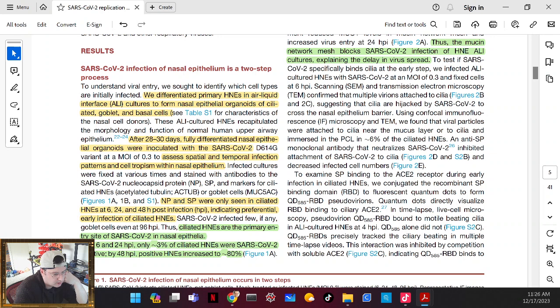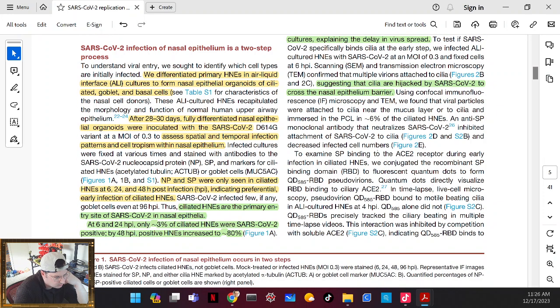Transmission electron microscopy. Those are beautiful. I love those images. So it suggests that cilia are hijacked by COVID to cross the nasal epithelial barrier. They found that the viral particles were attached to cilia near the mucus layer, or to cilia and immersed in the PCL in 6% of cultures.